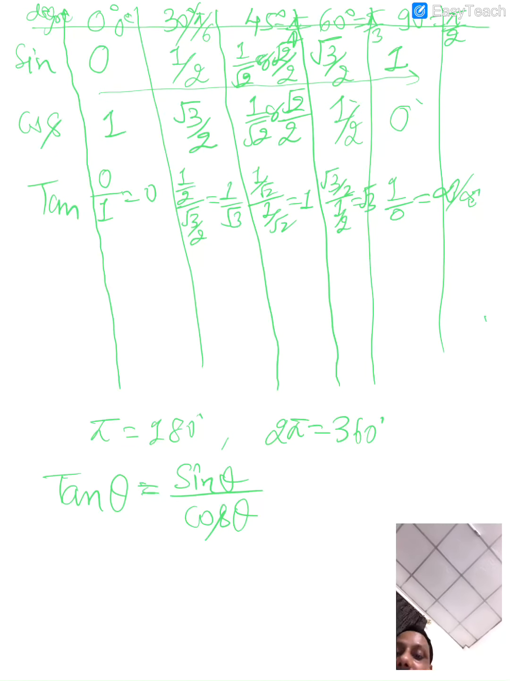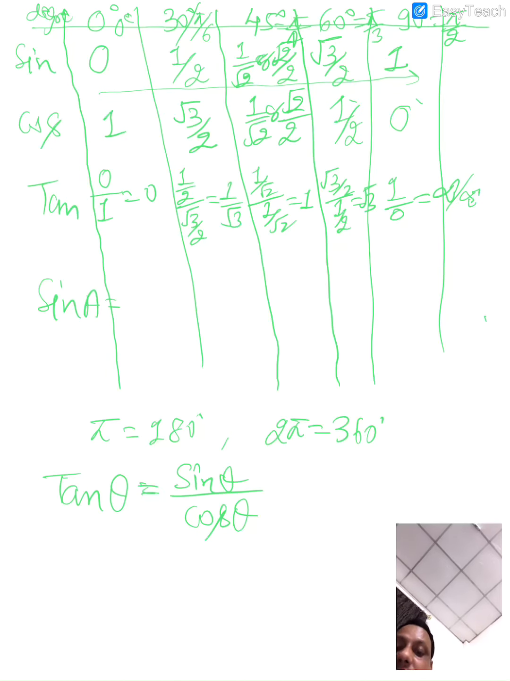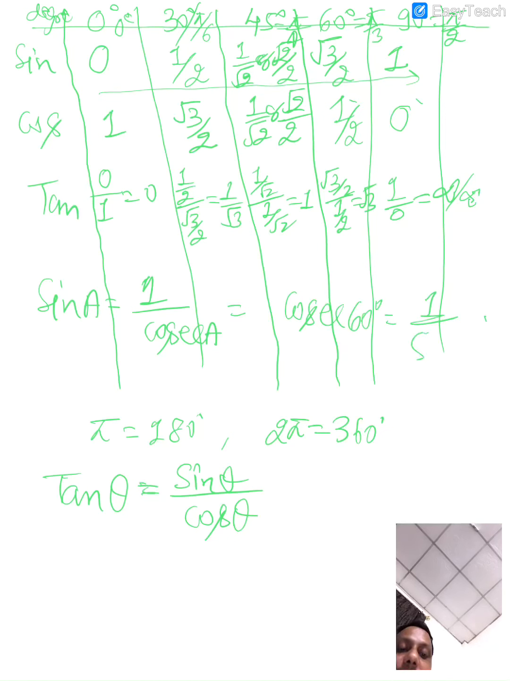Okay, all the guys, till here you all understood, I hope so. So now I'm going to explain reciprocals. As you all know, the reciprocal of sine: sine A is equal to 1 over cosec A. So if you talk about cosec, suppose you are saying cosec 60 degree, what will happen? 1 over sine 60 degree.